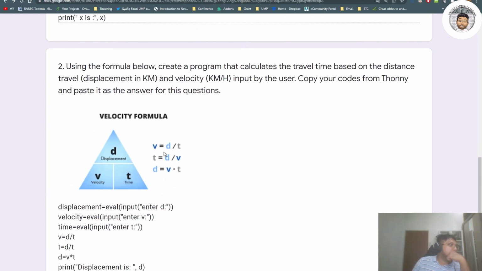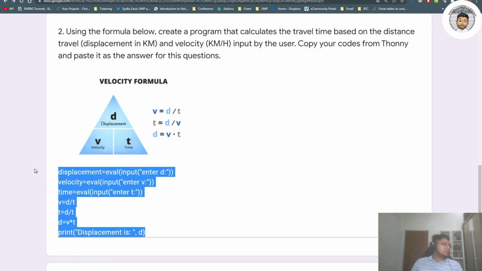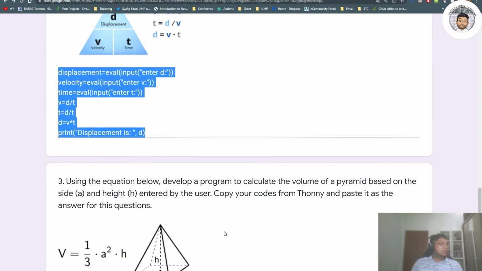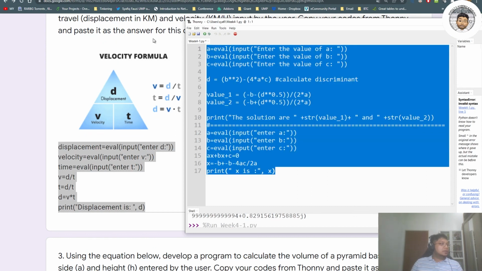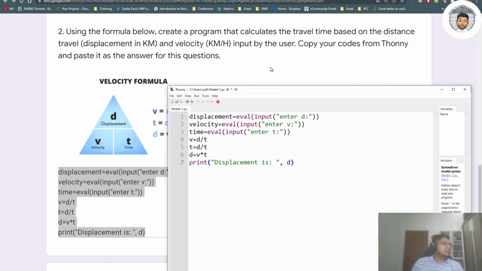So we go towards the question 2. Using the formula below, create a program to calculate the travel time based on the distance, travel displacement in kilometers, and velocity that can be put by the user. I want you to calculate the travel time. This one is from Amalia. Let's take a look at the answer here. Amalia's answer is: enter D, kilometer. So 200 kilometers, with 100 velocity. Why is there an enter time? Because I want to calculate time.